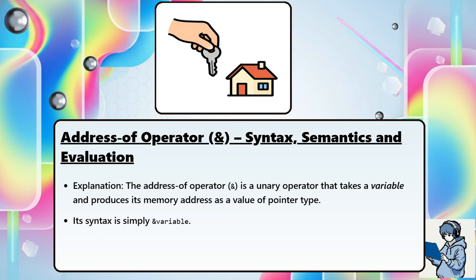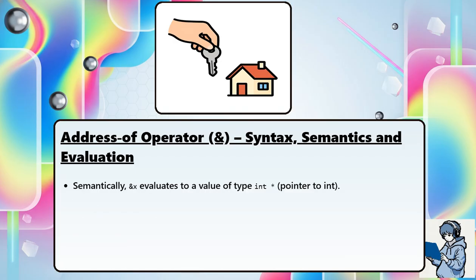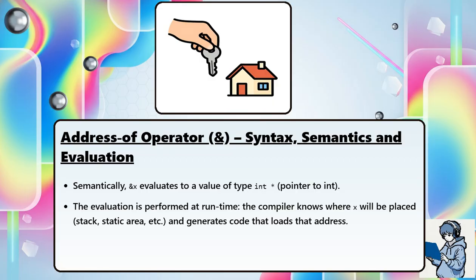Its syntax is simply ampersand variable. For example, given int x = 10, int *px = &x. px now holds the address of x. Semantically, &x evaluates to a value of type int star, pointer to int. The evaluation is performed at runtime. The compiler knows where x will be placed, stack, static area, etc., and generates code that loads that address.